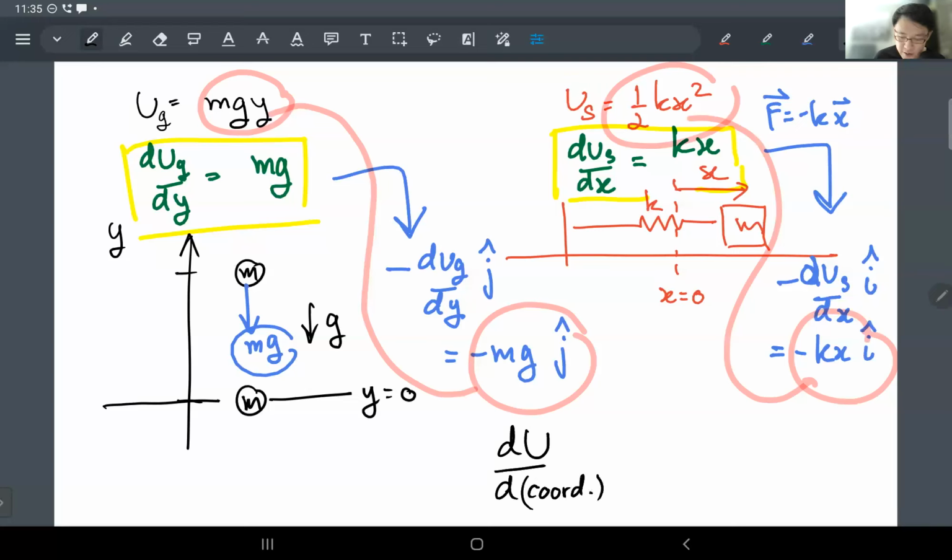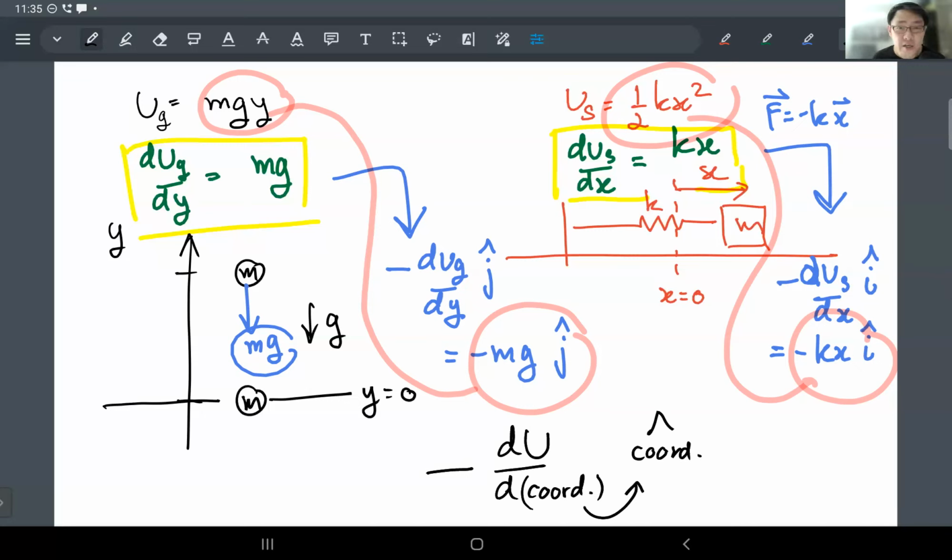And whatever you got, you put the negative sign in the front, and that coordinate will suggest the unit vector. That's my way of writing it. Okay. So that's what it is.